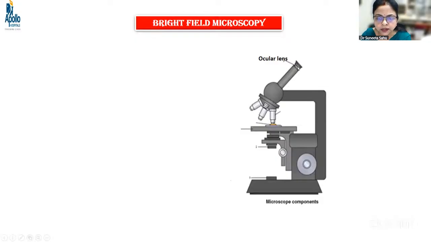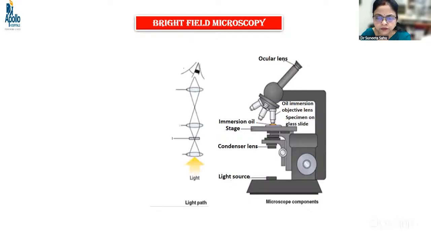This is the ocular lens. Then the oil immersion objective lens, with the specimen on the glass slide. We put the immersion oil on the slide, and that is the stage. The condenser is present below, and this is the light source. So this whole thing is present in the bright field microscope, which we use in the laboratory quite often.